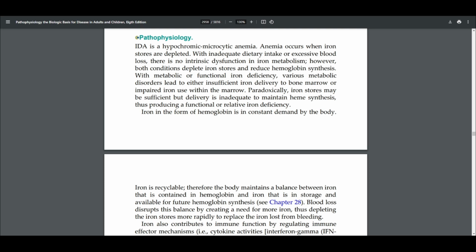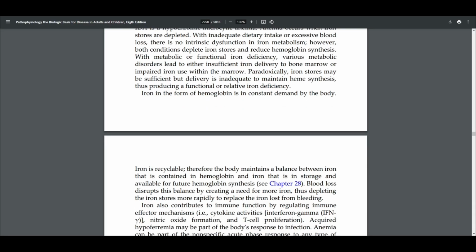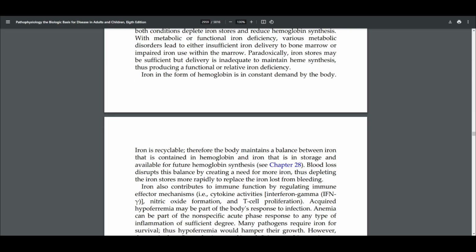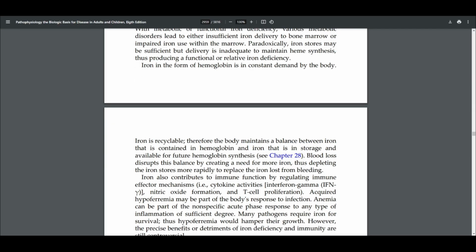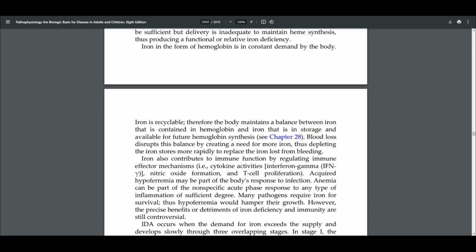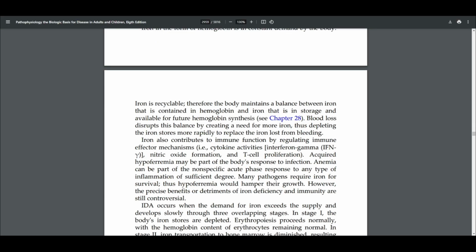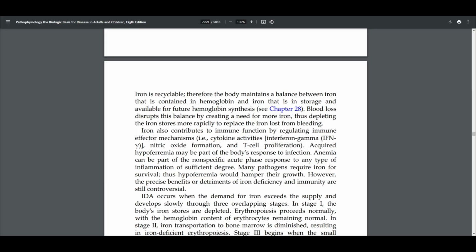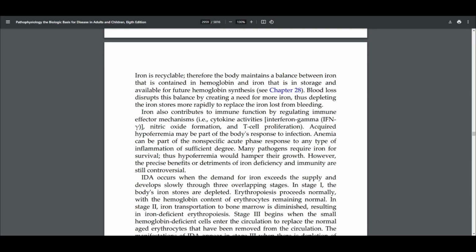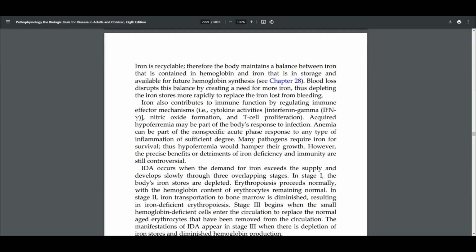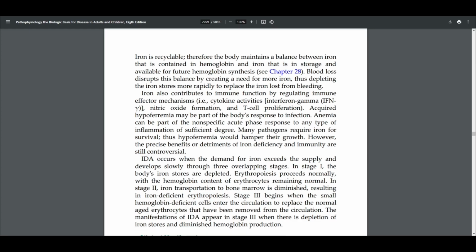Iron in the form of hemoglobin is in constant demand by the body. Iron is recyclable. Therefore, the body maintains a balance between iron that is contained in hemoglobin and iron that is in storage and available for future hemoglobin synthesis. Blood loss disrupts the balance by creating a need for more iron, thus depleting the iron stores more rapidly to replace the iron lost from bleeding.